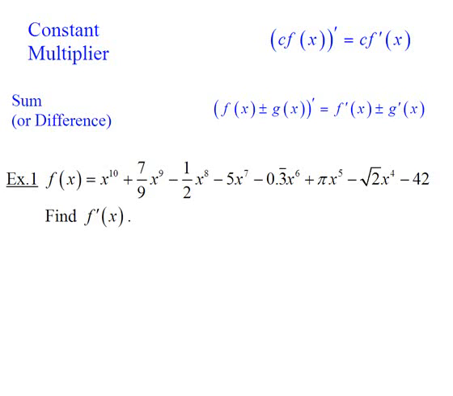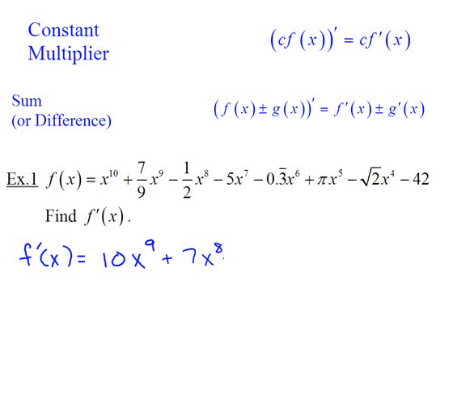To find the derivative of this function, we can find the derivative of each term separately and add the results together. By the power rule, to take the derivative of x to the 10th, we make the exponent into a coefficient and decrease the exponent by 1 to get 10x to the 9th. To find the derivative of 7/9 x to the 9th, let's disregard the 7/9 for now. The derivative of x to the 9th would be 9x to the 8th. If we multiply this by 7/9, we get 7x to the 8th.